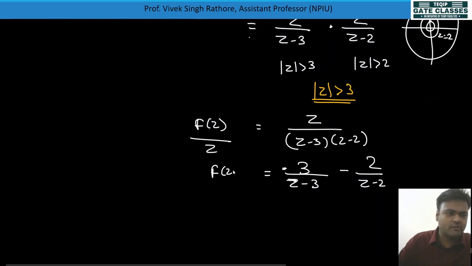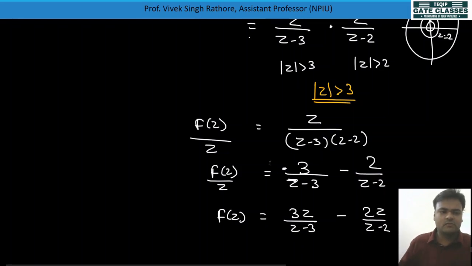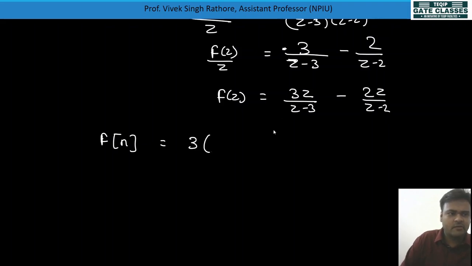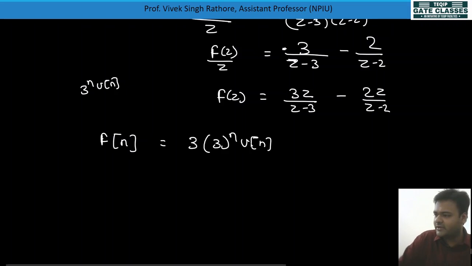Now what you'll do, you'll keep this z value there, so we'll get F(z) equal to 3z by z minus 3 minus 2z by z minus 2. So ultimately, if you want f of n, you'll get 3 times z by z minus 3, which is obviously 3 to the power n u of n, and this will be u of n only because all are causal. So 3 to the power n u of n, and then we write minus 2 times 2 to the power n u of n.